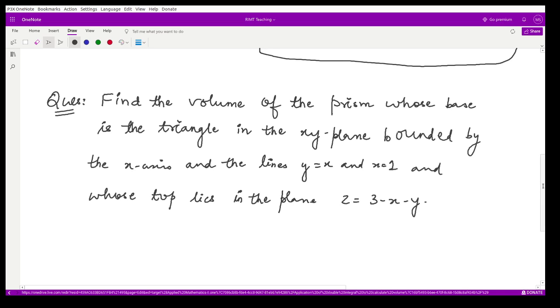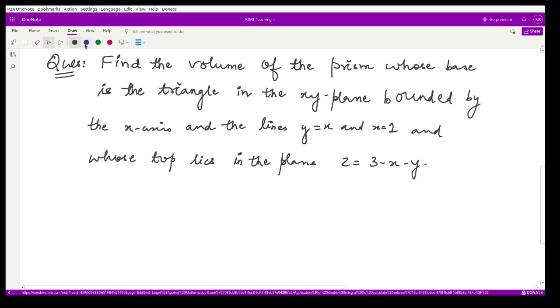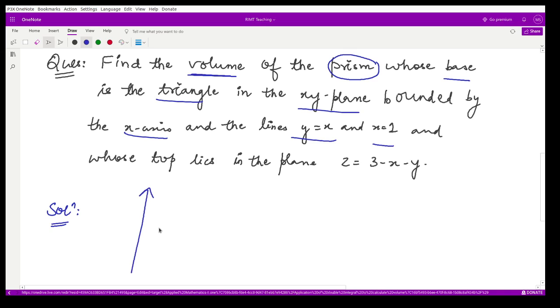So now look carefully at the statement of this question. Here what we are asked, we are to calculate the volume. Volume of what? Volume of the prism whose base is the triangle in the xy plane bounded by these three lines, right? So let us first draw the base for this particular prism.